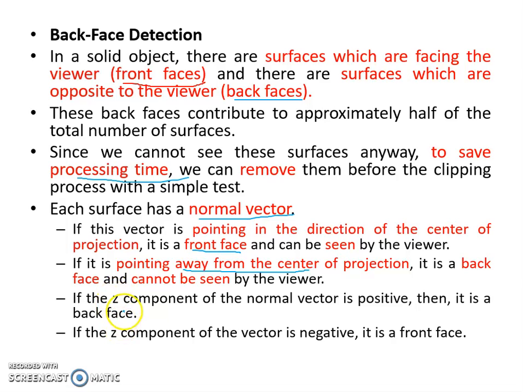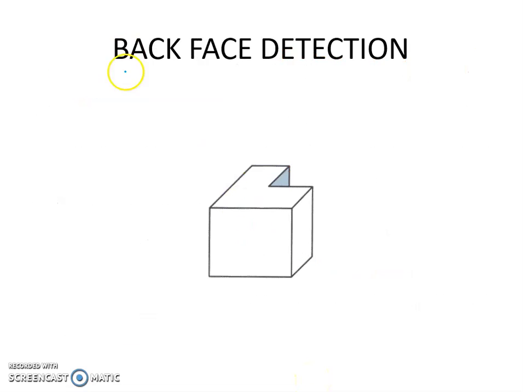Mathematically, this is performed using the z component. So, if the z component of the normal vector is positive, then that particular portion is a backface. If the z component of the vector is negative, then it is a front face. So, in backface detection, when the solid object is considered, this part of the object is not seen. So, it is a backface and hence is removed.